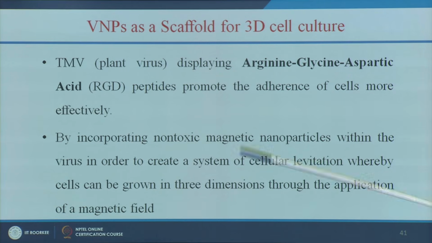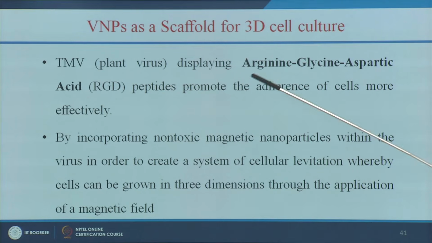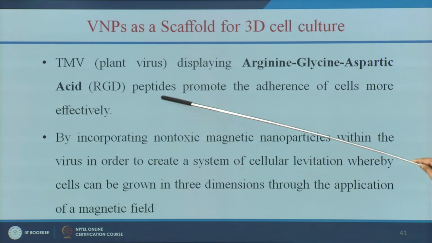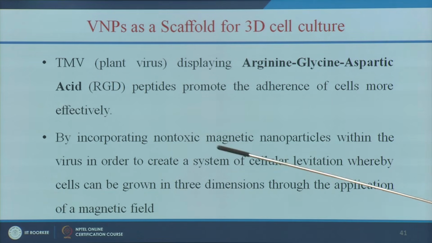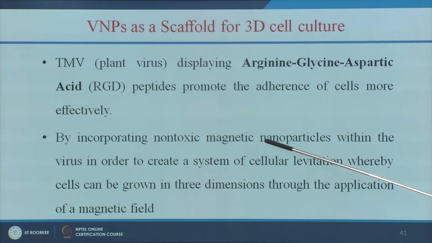And also we can use this virus as a scaffold for 3D cell culture. Okay. So I will explain what is 3D cell culture. Here we are going to use the TMV plant virus, and it will be displaying the arginine glycine aspartic acid, that is the RGD peptide, which I explained in my earlier slides. Okay. So that will promote the attachment of cells more effectively. And we are going to incorporate non-toxic magnetic nanoparticles within this virus to create a system of cellular levitation, where you can grow the cells in 3 dimensions, and it will exactly mimic your body condition.